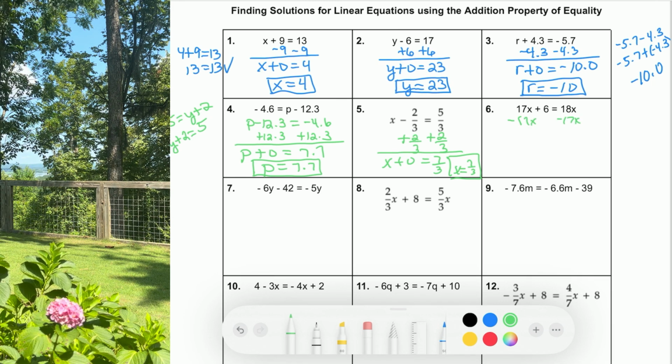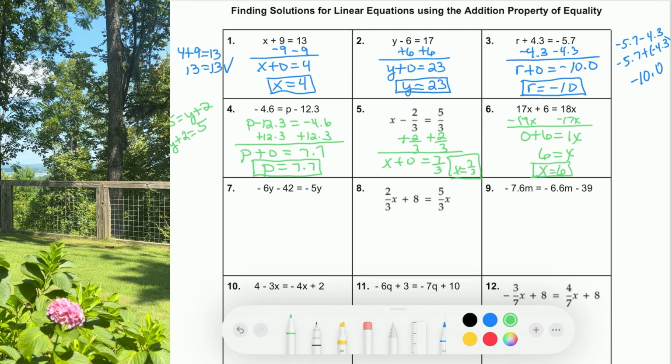And I'm taking the x with it. All right, so 17x minus 17x is 0, and then I have the plus 6. 18x minus 17x is 1x. And the way I would write that is 6 equals x, and then I would flip it, because we always want our variable to be on the left when we write our answer. So x equals 6.